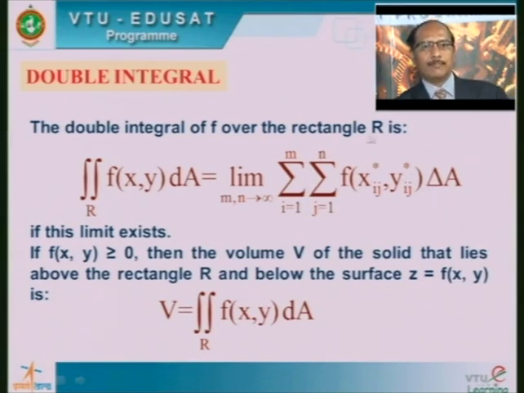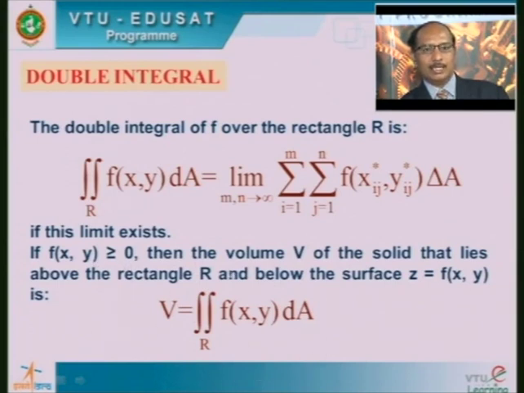This gives the definite integral of f, a function of 2 variables, over the rectangle R. This limit exists, and if f(x,y) is positive, then you can say that the volume V of the solid that lies above the rectangle R and below the surface is this. We can interpret this double integral as the volume.